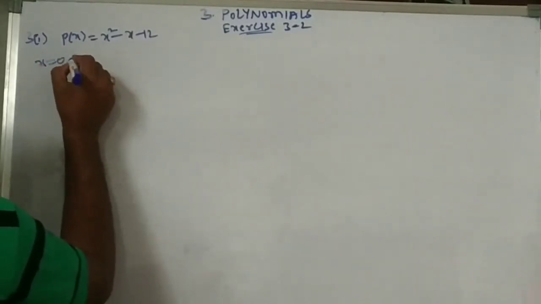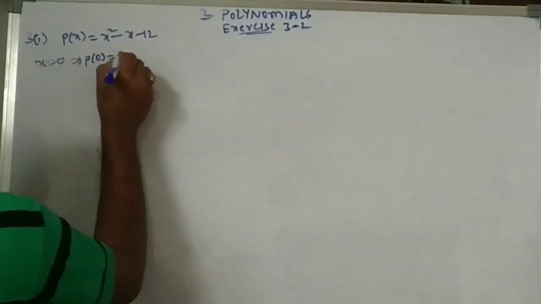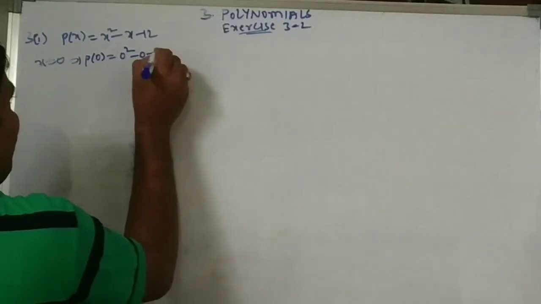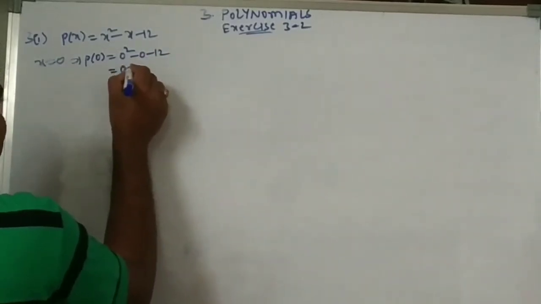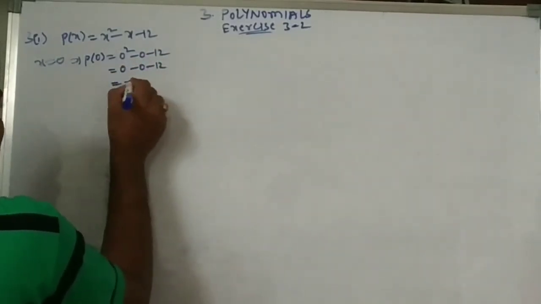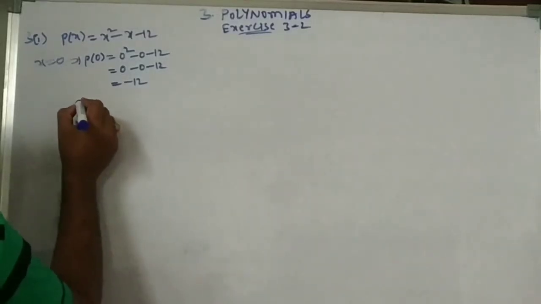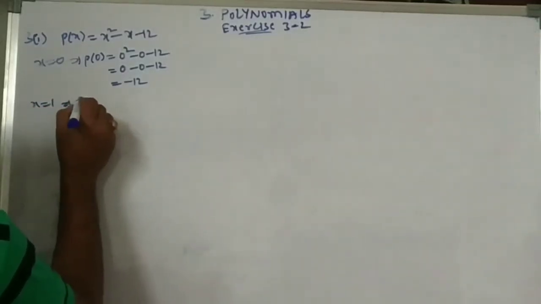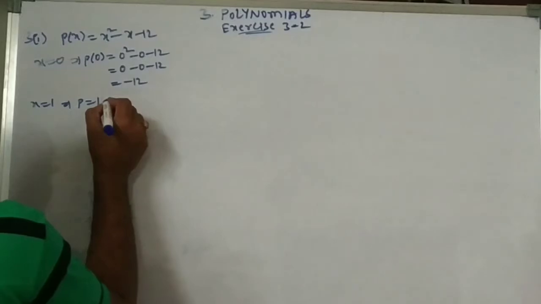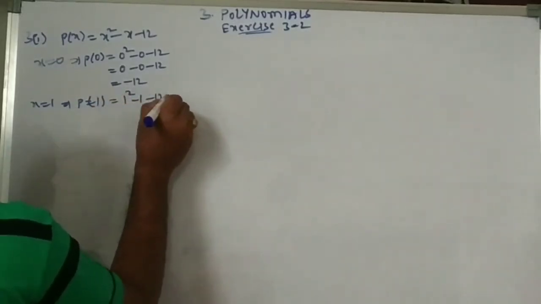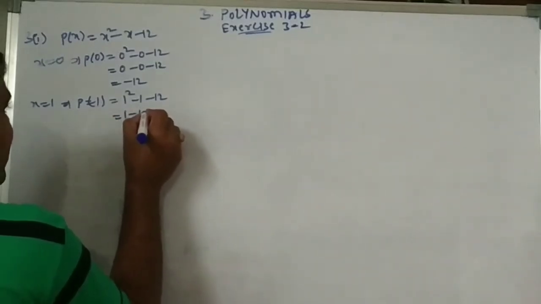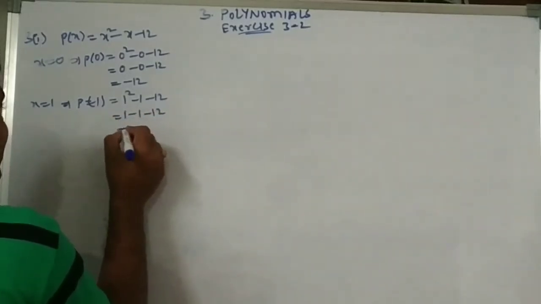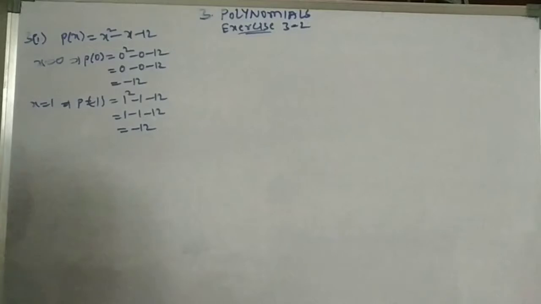If we take x equal to 0, p of 0 equals 0 squared minus 0 minus 12, which is minus 12. So I am taking x equal to 1. P of 1 equals 1 squared minus 1 minus 12. 1 minus 1 cancel, we are getting minus 12 again.